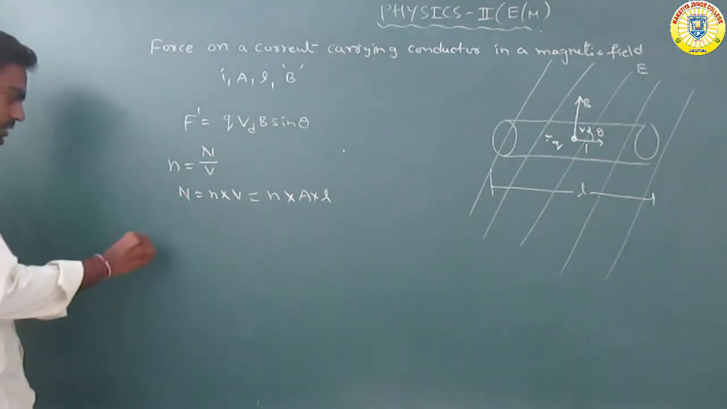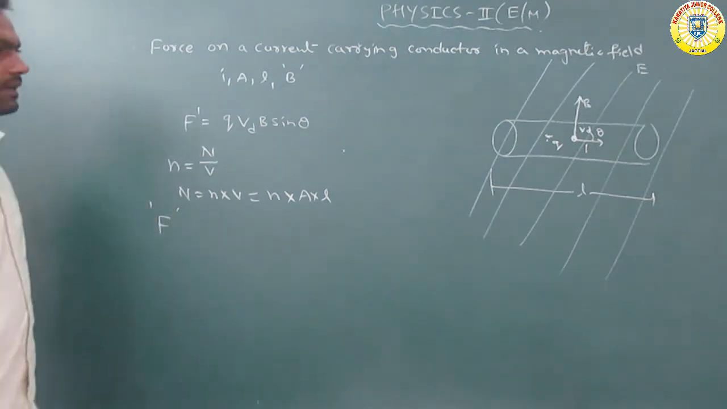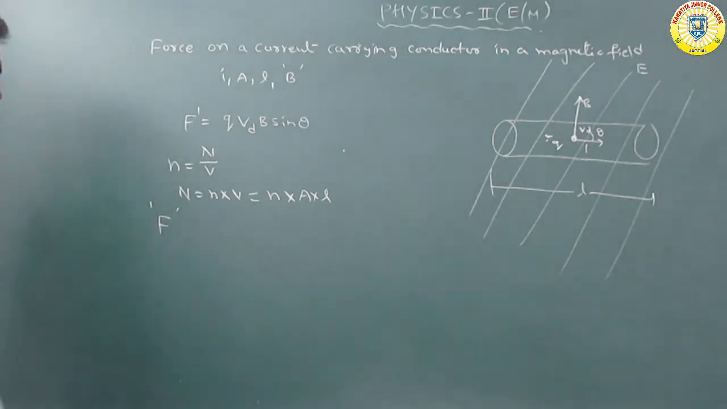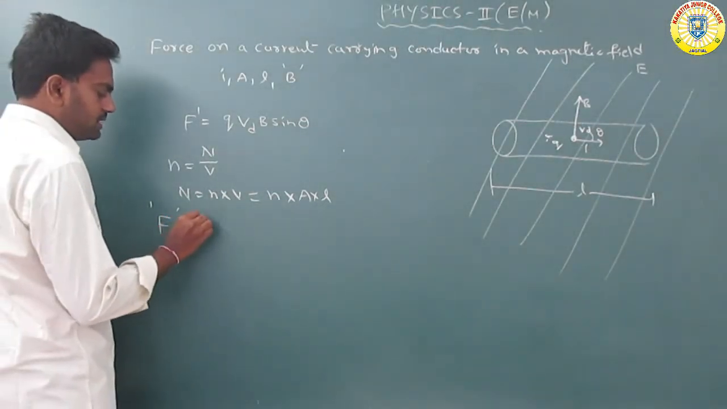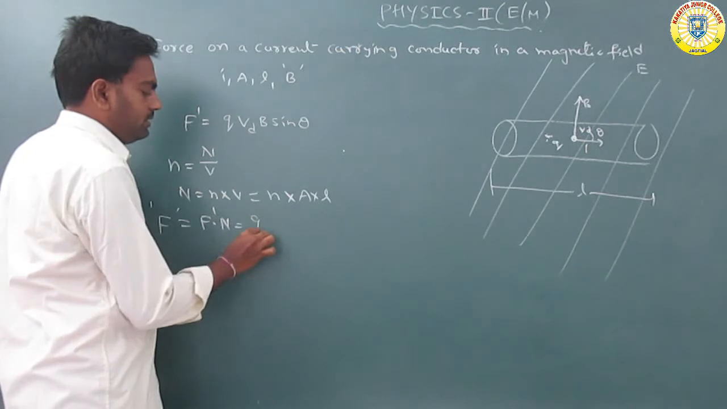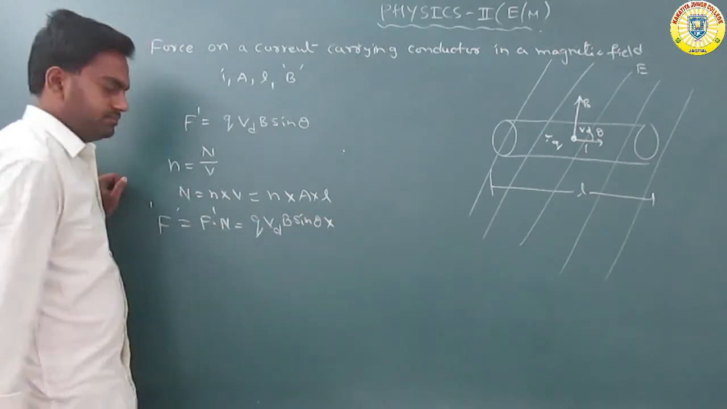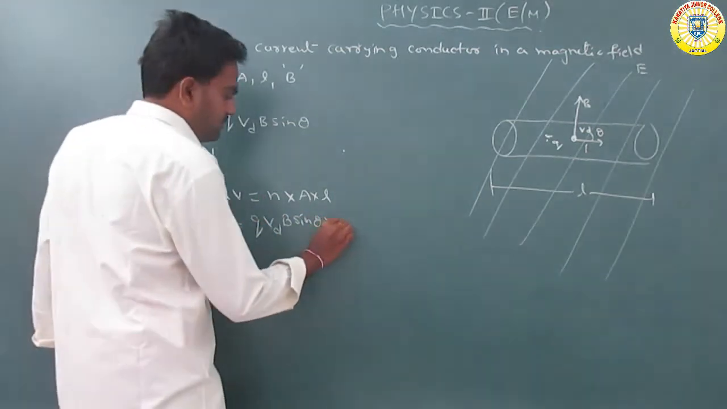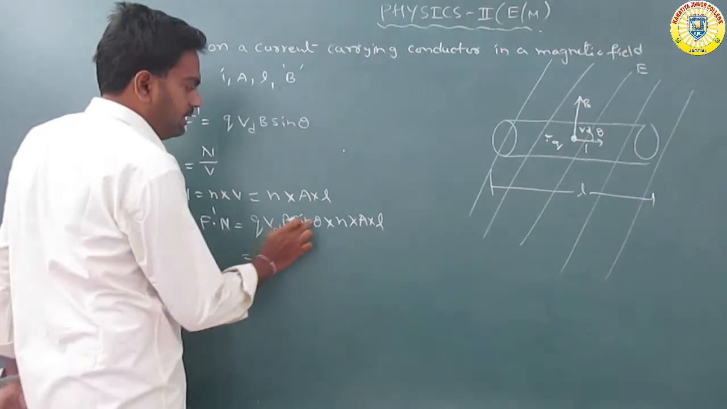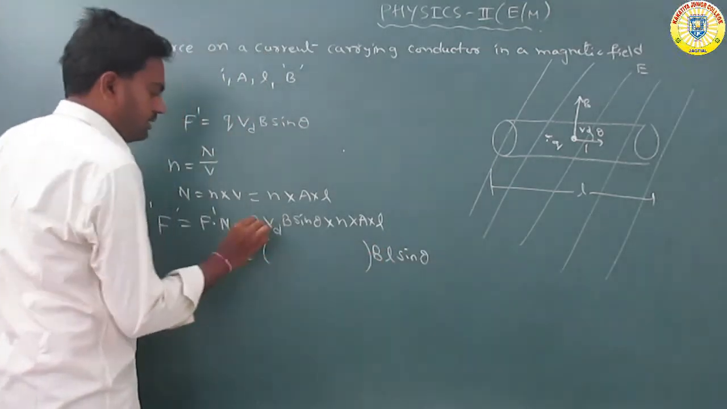Now the total force, or net force, or resultant force acting on the conductor depends on the number of charged particles. So F is equal to F dash into N. We already know F dash is Q Vd B sine theta, and N is n into A into L. So we can write B into L into sine theta, with the remaining terms inside the bracket.